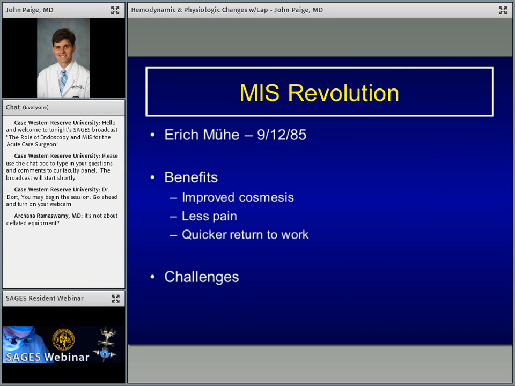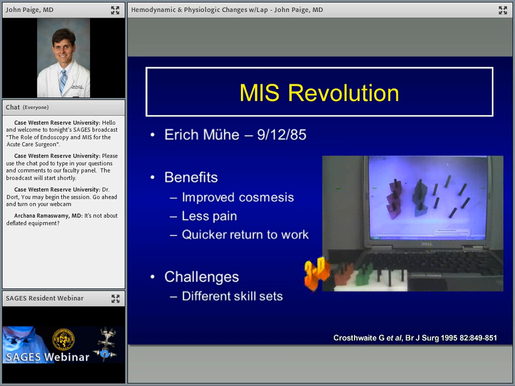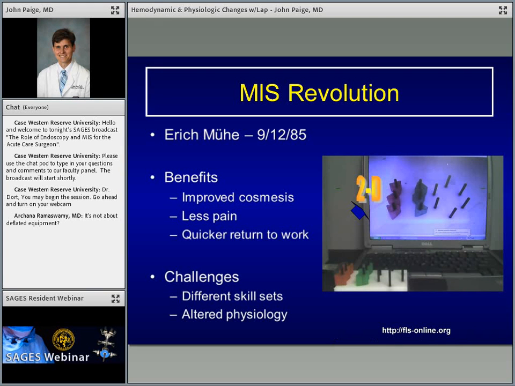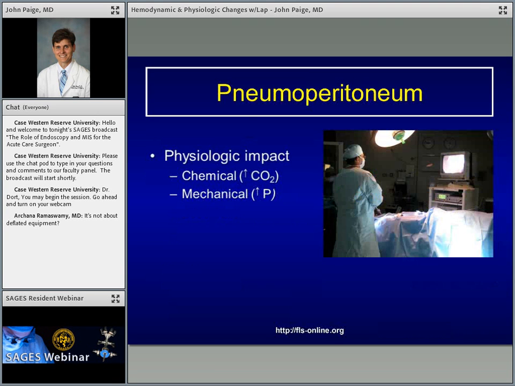But there are challenges that resulted from going to minimally invasive surgery. And one of the big ones was that there are a lot of different skill sets. You go from a 3D to a 2D world, and you lose your tactile sensation. And the physiology is altered as well. And so we, as laparoscopic surgeons, when this revolution started, had to learn about these changes in the physiology.